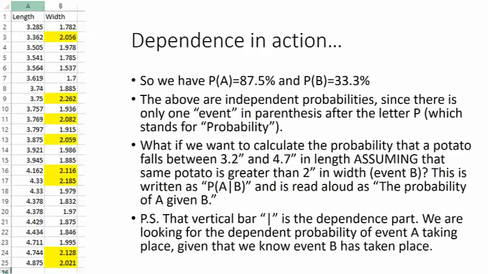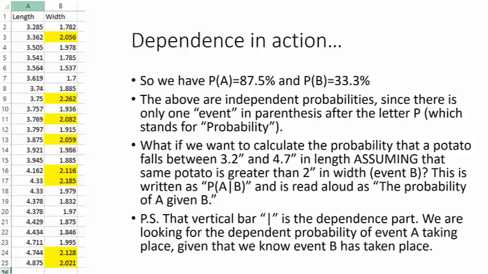So I've colored in yellow all the potatoes that have a width that is greater than 2 inches. There's 8 of them. And we learned earlier that the probability of event A, that the potato's length is somewhere between 3.2 inches and 4.7 inches, had a probability of 87.5%. And the probability of event B, that the width is greater than 2 inches, is 33.33%. So the above are basically called independent probabilities, since there's only one event in parentheses after the letter P. The letter P stands for probability.